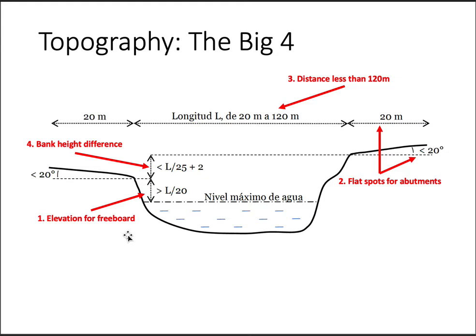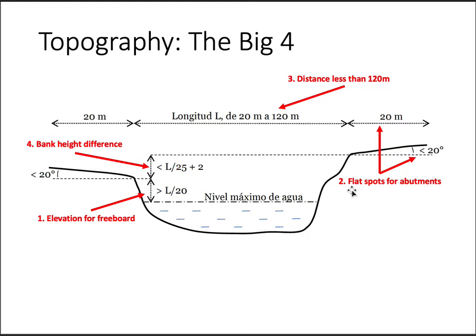I've marked this up to show where the big four come into play in this image. First, elevation for freeboard. This is to ensure that we have enough of a distance between the bottom of the decking and the maximum level of the water. The important equation here is L over 20. We need the distance between the edge of bank straight down to the maximum level of the water that it ever reaches in a typical flood. Well, we need this vertical distance to be at least L over 20.